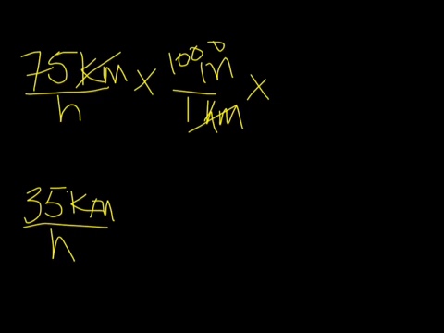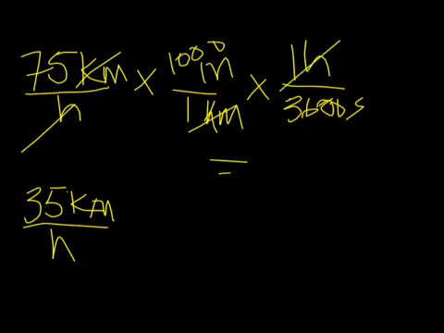And then if I wanted to get rid of my hours, 1 hour goes in the numerator, 3,600 seconds goes in the denominator. That gets rid of my hours. And this is going to give me meters per second. So if I have 75 times 1,000 divided by 3,600, this gives me 20.83 repeating. So it'll be 21 meters per second, because that's 2 significant digits.